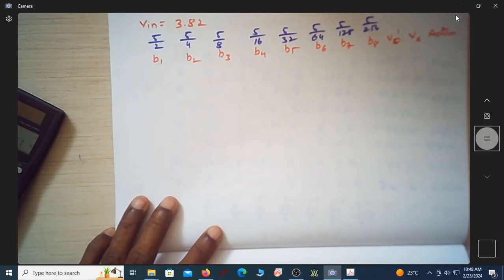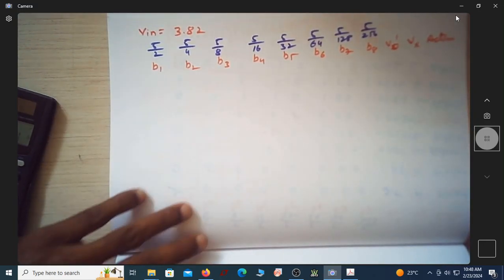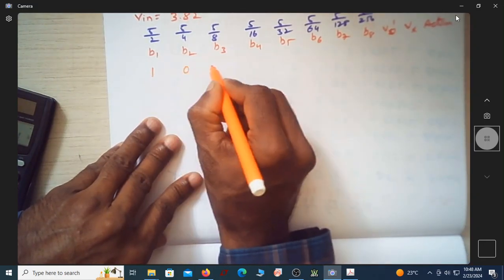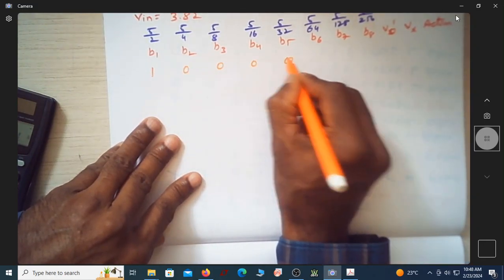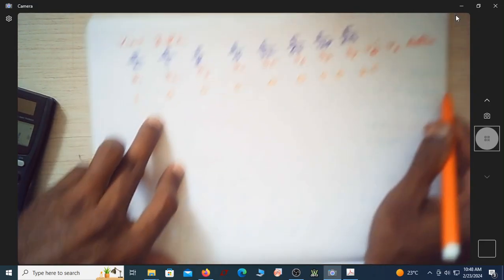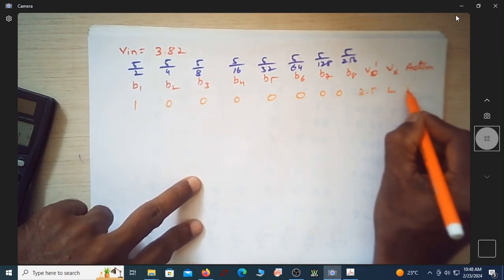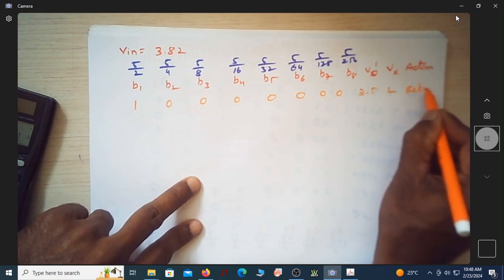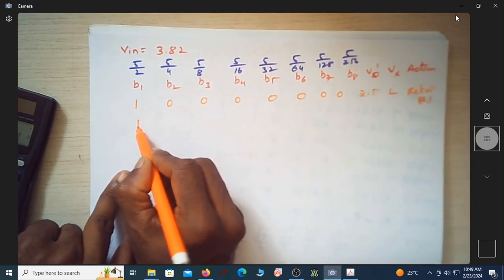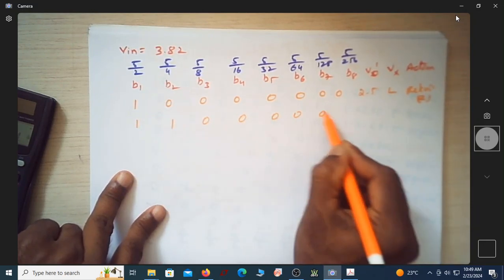Let us just do one more. So now let us start with this. We'll be starting with 1 0 0 0 0 0 0 0. I know that this will be 2.5 volt. Since this 2.5 is less, this will be low, you retain. So let me say R for retain, D for discard. So it is now 1 1 0 0 0 0 0 0.